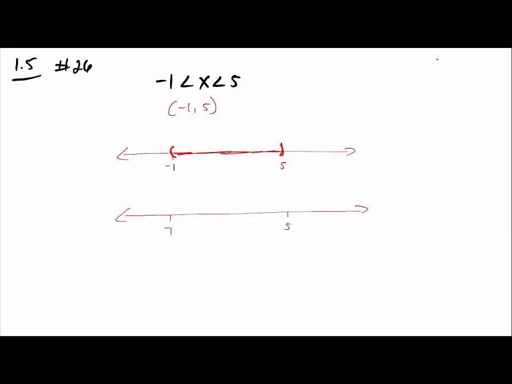Some textbooks, what they do for here is they use the open circle, and so some of them just graph it that way. All right, the next one is number 36.